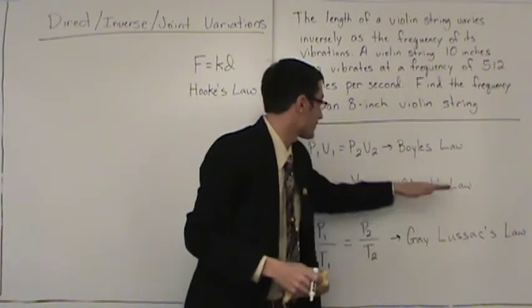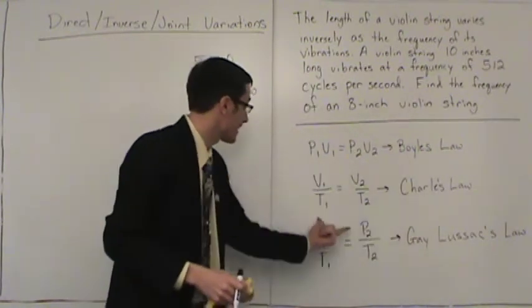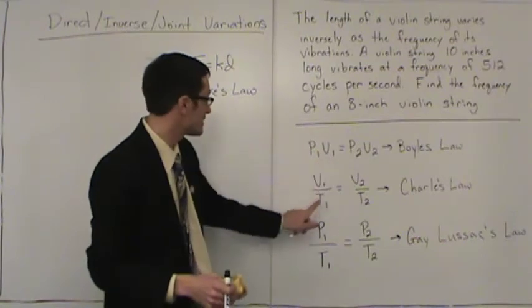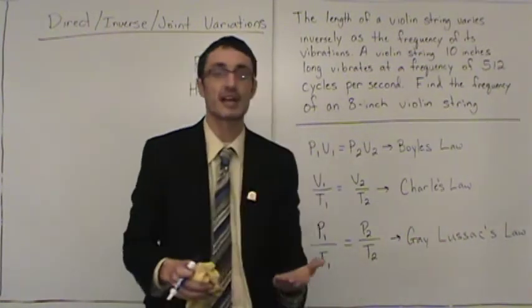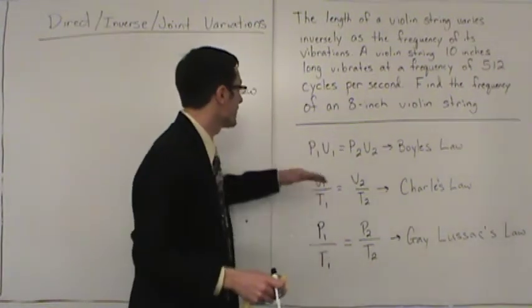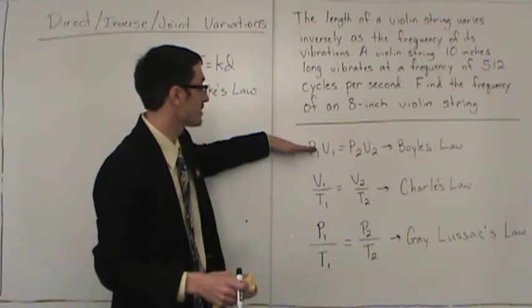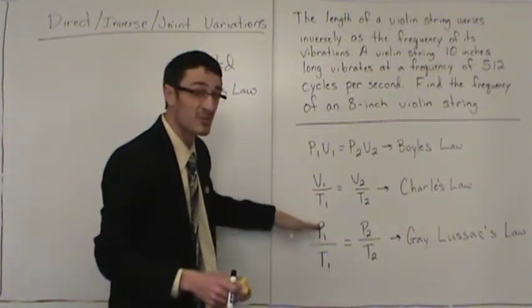So if we look over here for a moment, I'm going to explain these at the end of the lesson. This is Boyle's law, this is Charles' law, this is Gay-Lussac's law. P represents pressure, V represents the volume, and T represents temperature. These are called gas laws. And believe it or not, the top one is inverse variation, and the bottom two are actually direct variation.